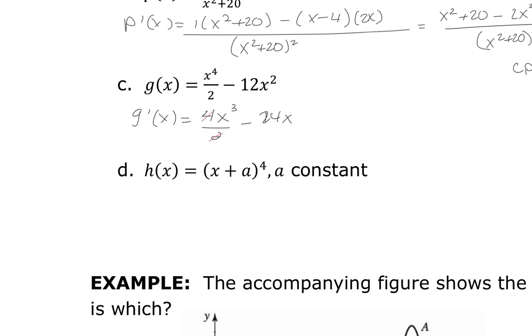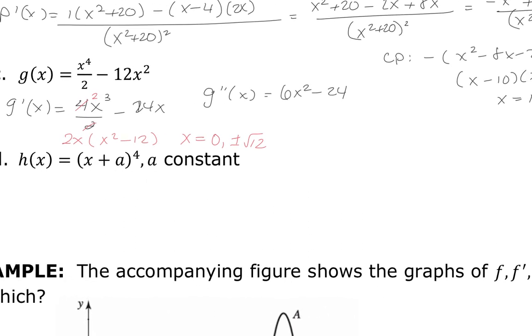This 2 and that 4 were canceled down into a 2. So what I really have, I'll factor out a 2x, leaving me x squared minus 12. So my critical points are x is equal to 0 and plus and minus the square root of 12. Let's do our second derivative, g double prime of x. This is just going to be 36x squared minus 24.